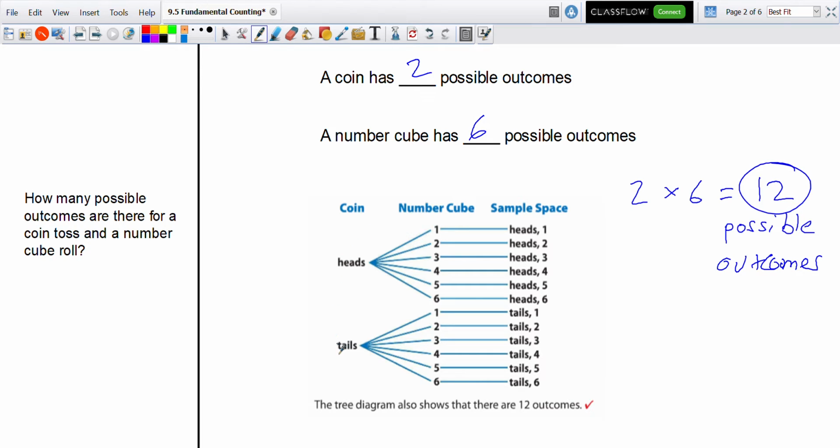And we can see that from the tree diagram down here. If I know there's a heads and a tails section, it could be heads 1, heads 2, heads 3, heads 4, heads 5, heads 6. It could be tails 1, tails 2, tails 3, tails 4, tails 5, tails 6. We could do the long way and find out that there are 12 outcomes, or I can simply multiply our 2 possible outcomes from the coin times the 6 possible outcomes from the number cube. And that's all we're doing. We're finding how many possible outcomes there are between these events. In this case, 12.